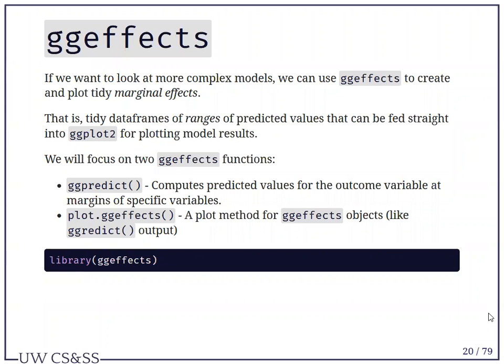That is tidy data frames of ranges of predicted values that can be fed straight into ggplot2 for plotting model results. We'll focus on two ggeffects functions. The ggpredict function, which computes predicted values for the outcome variable at margins of specific variables, as well as the plot.ggeffects function. This is a plot method for ggeffects objects, like ggpredict output. Terrible typo there. And it functions a lot the same way as a ggplot.